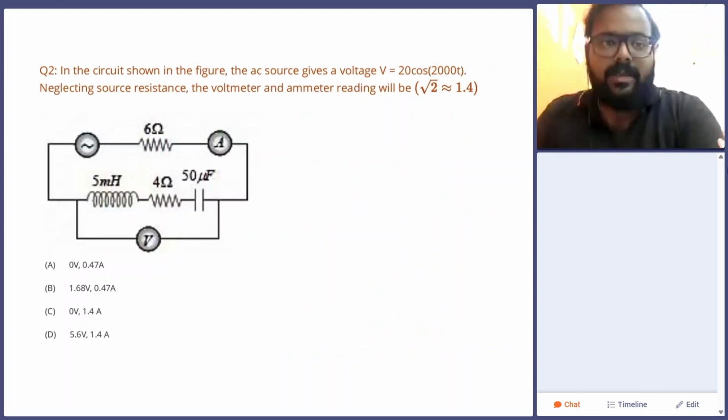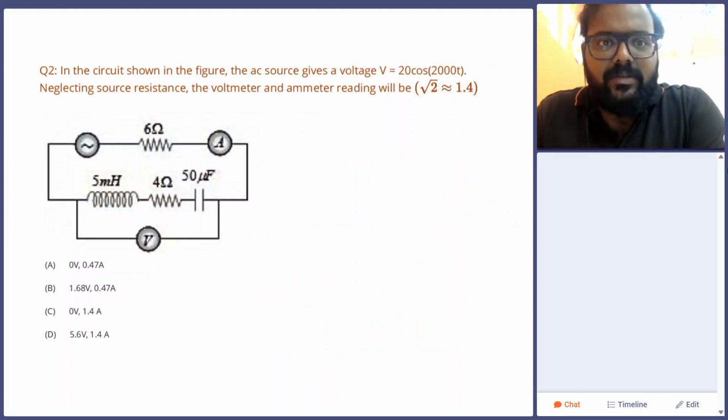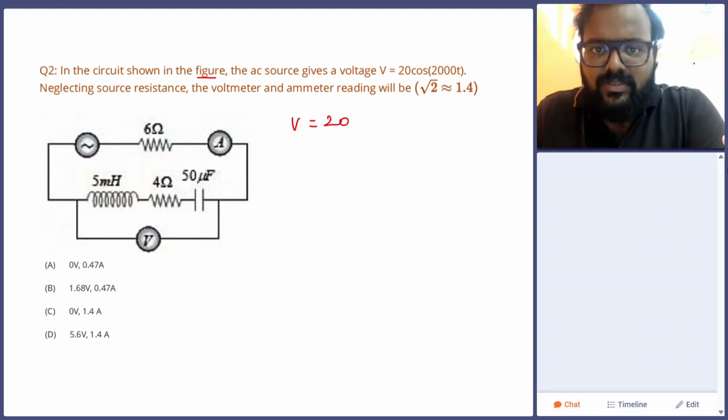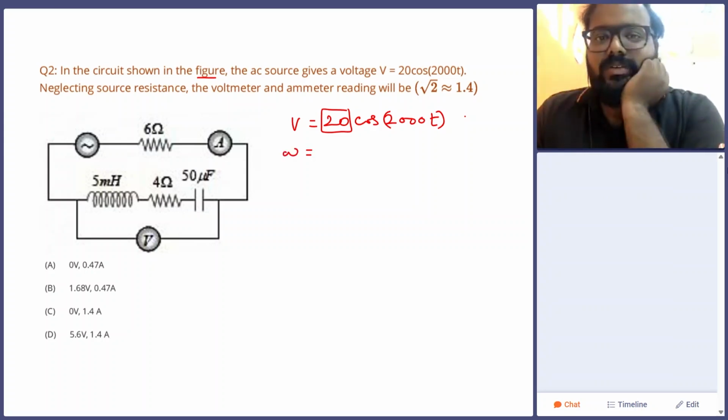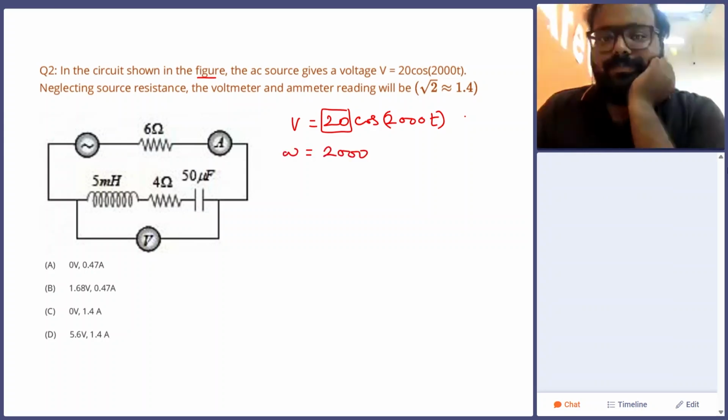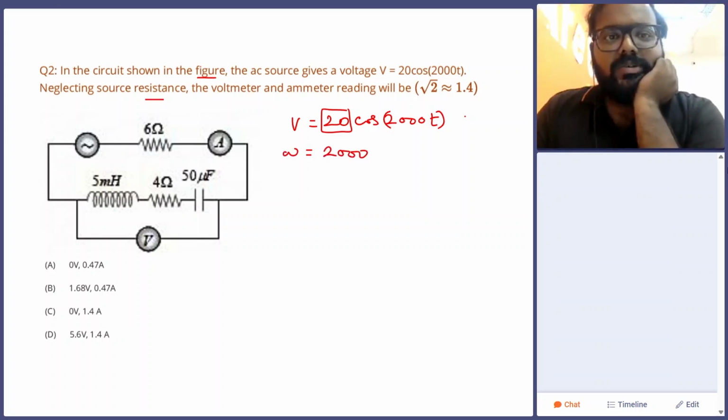Now this question is from AC. In the circuit shown in the figure, the AC source gives a voltage V, which is 2 cos 2000 t. Now what is this V again? V is the peak voltage. So from this I can also say that omega is 2000. Now neglecting the source resistance, the voltmeter and the ammeter reading will be.